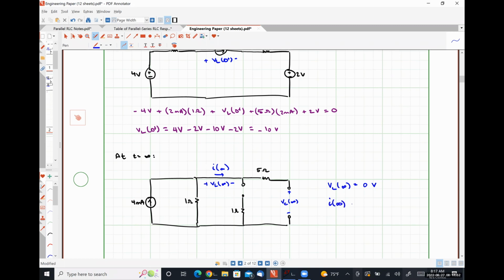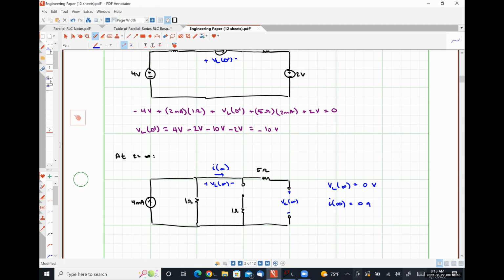I at infinity must be 0 amps here because all of the current that's leaving the 4 milliamp source will flow through the 1 ohm resistor on the left that is actually connected to the 4 milliamp source. Beyond that 1 ohm resistor to the left, we don't have any closed current carrying paths, so no current can flow down that path.